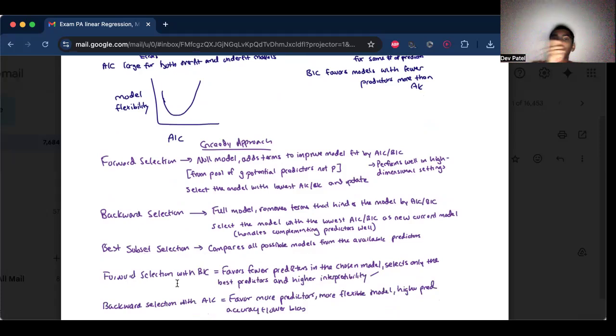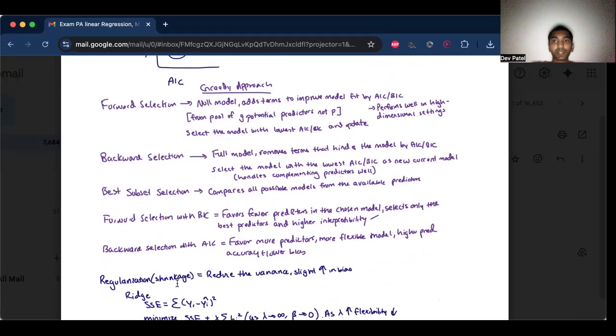Best subset selection compares all different possible models from the available predictors. So unlike forward and backward selection, which is a greedy approach in which we're iteratively looking at the next best model to pick based on the pool of predictors that we have, best subset selection takes into account all possible models. And so what we want to know is that forward selection with BIC favors fewer predictors in the chosen model, whereas backward selection with AIC favors more predictors.